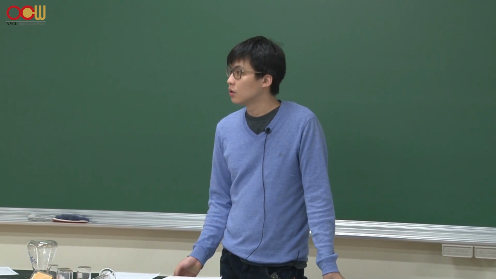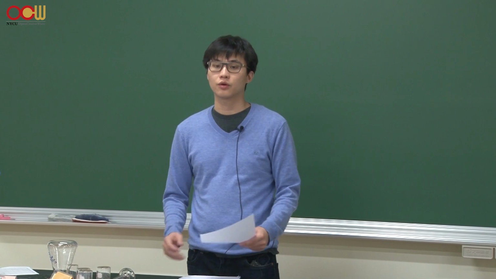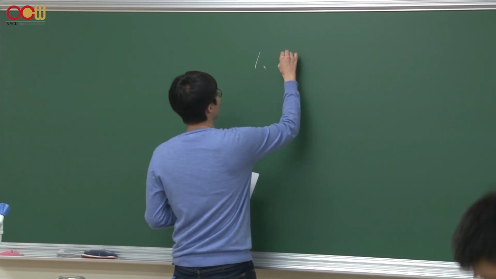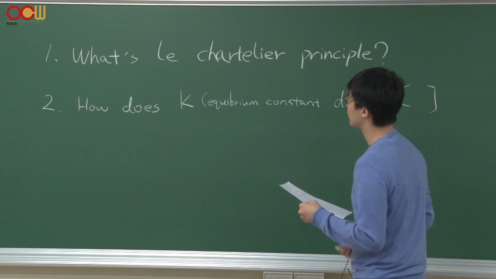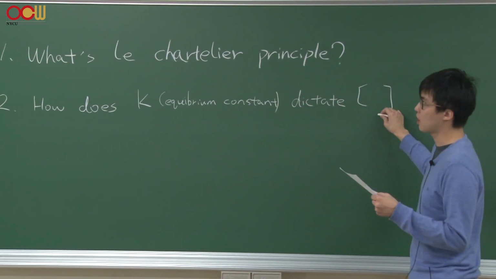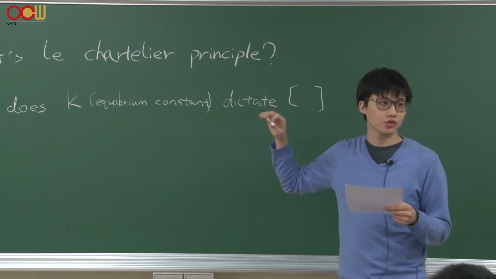Okay, so you guys have some sheet on your table. So the first question, I want you guys to define what is Le Chatelier principle. And the second question is, how does equilibrium constant dictate your concentration? Okay, so just answer these two questions on your sheet.